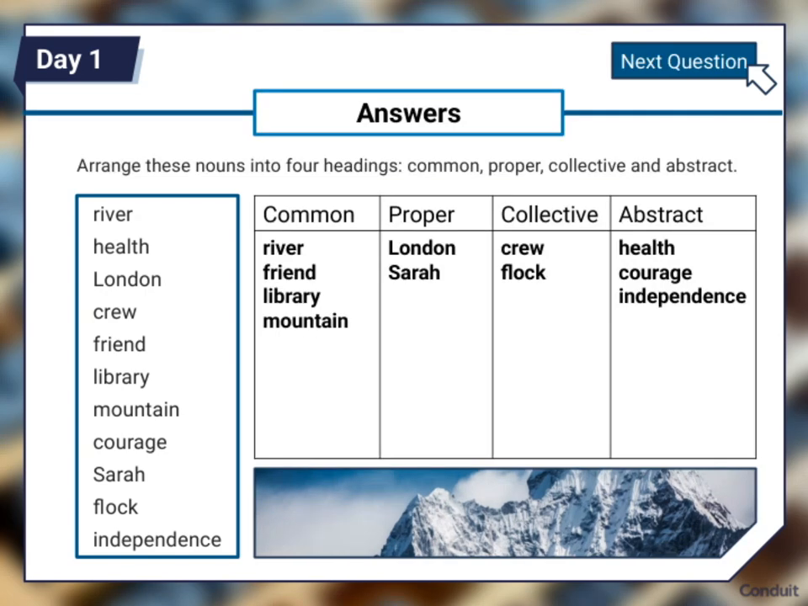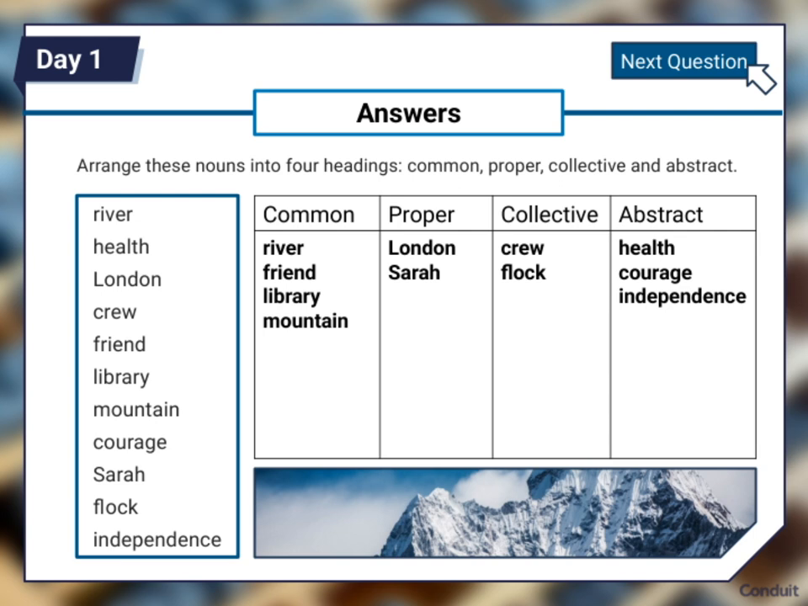Let's take a closer look at how we can sort these nouns into 4 clear categories: common, proper, collective, and abstract. Common nouns name everyday things like river, friend, library, and mountain. Proper nouns are specific names like London and Sarah.